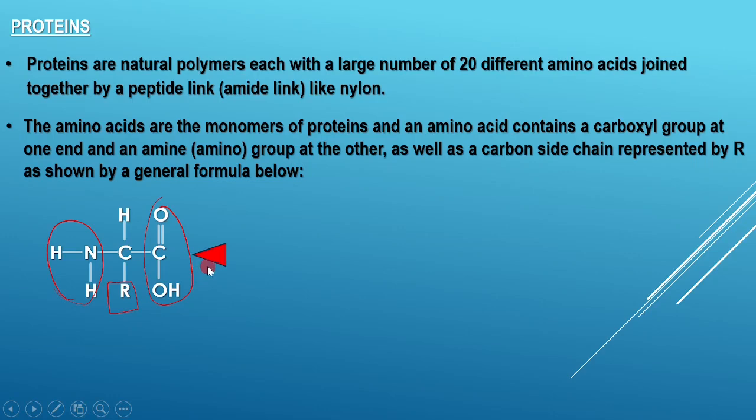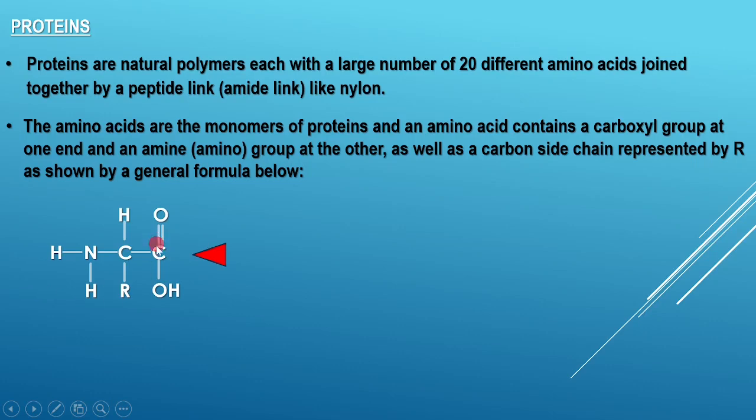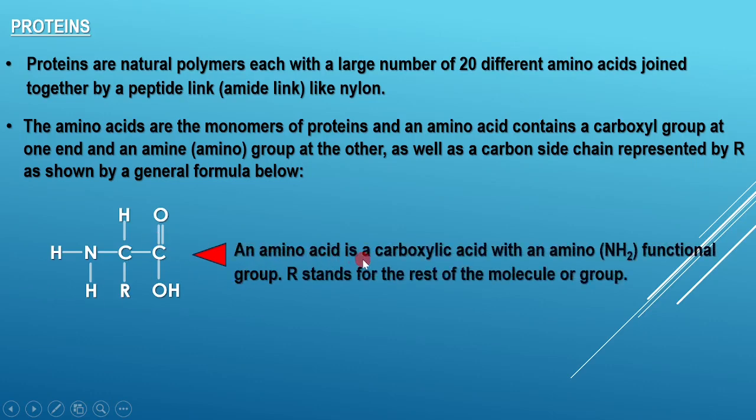So here we are saying this whole thing here is an amino acid. An amino acid is a carboxylic acid with an amine, which is NH2, one N and two H. This is represented in short as an amino or amine functional group. R stands for the rest of the molecule or group, this one here.